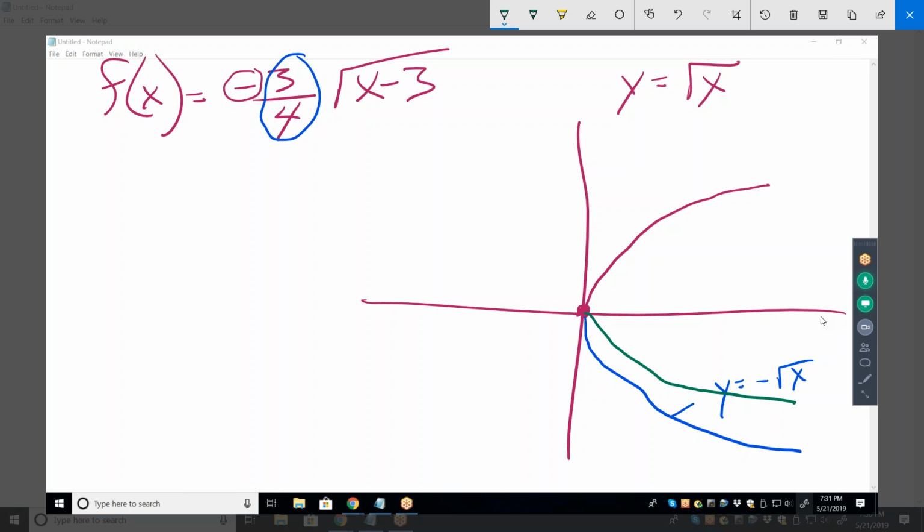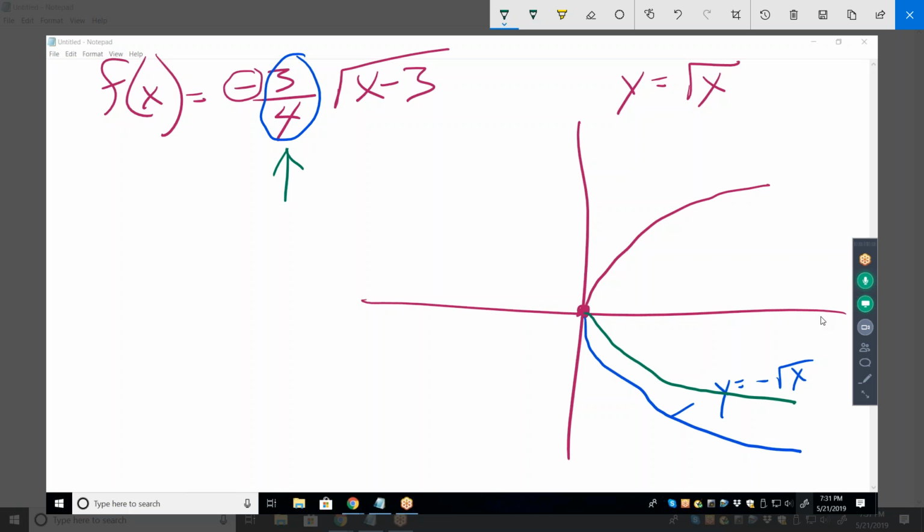And the effect is to change the shape and to be a shrink. It makes that curve flatter. Anytime you have a number right here between 0 and 1, it makes it a shrink. If the number is greater than 1, it makes it a stretch. And it doesn't matter whether there's a minus sign or not in front of it. It all has to do with the absolute value of that 3/4, whether it's between 0 and 1 or greater than 1. That's what determines whether it's a stretch or a shrink.